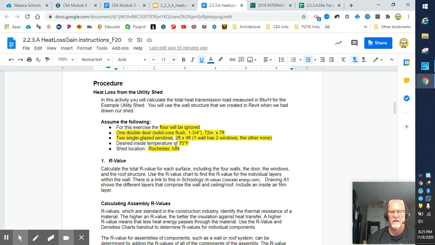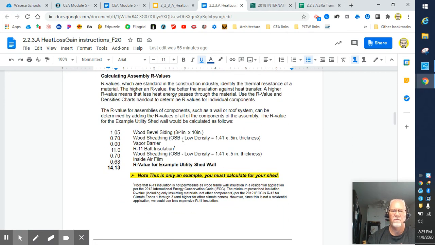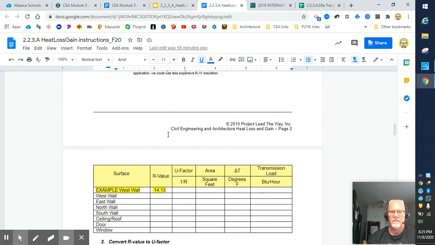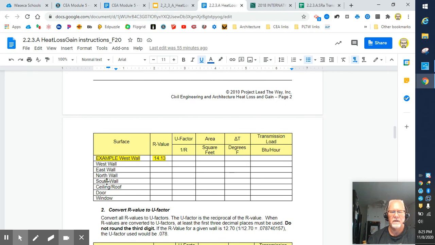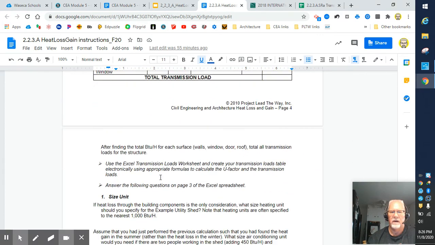Your desired temperature, in other words, your inside temperature is 70 degrees, and we'll be using Rochester for that. And from there, this will guide you through. If you follow through this, it gives you an example of how to calculate the R value. Again, it's just an example, so don't use those numbers. And each step kind of walks you through. Figure out your R value. You're going to need to do this work in your engineering notebook and then put your final answer here. As you work through this, this is your guide that shows you how to do it.